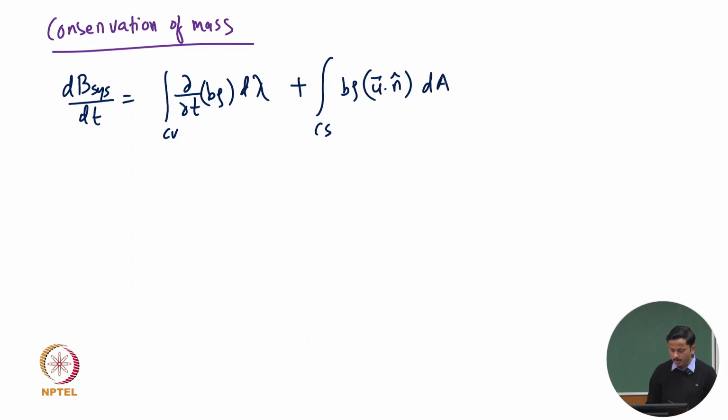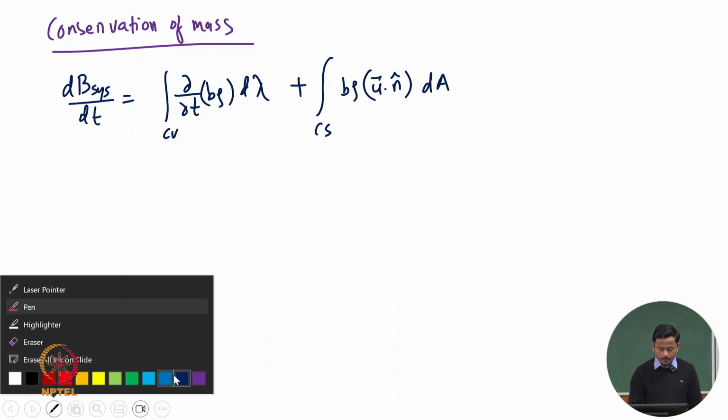dA is an infinitesimal element in the control surface, d lambda is an infinitesimal volume in the control volume, capital B is the extensive quantity, small b is the intensive quantity, rho is the density here, and u is the velocity by which the system is moving out of the control volume.